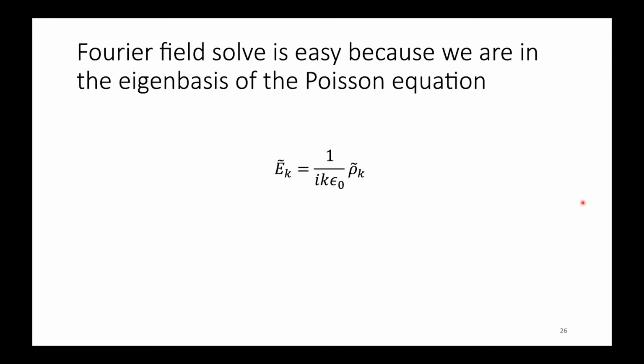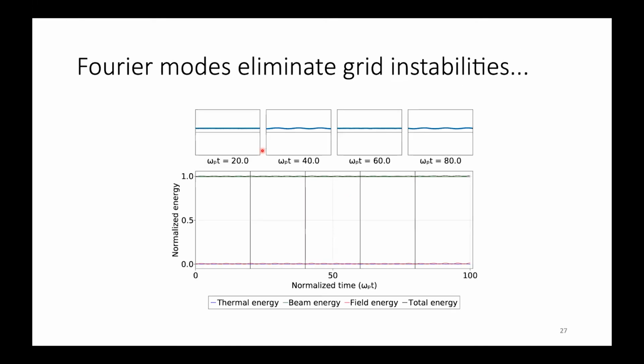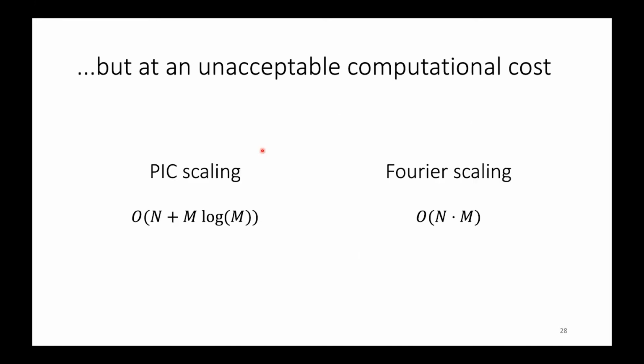Now, I need to tell you how to do a field solve for this new algorithm, but that's actually easy because Fourier modes are the eigenbases of the Poisson equation. And so we just get to divide each charge density mode by some constant, and we get an electric field mode. Perfect, easy. And this works great. It totally eliminates grid instabilities, regardless of the beam velocity or the thermal velocity. But it does it at an unacceptable computational cost.